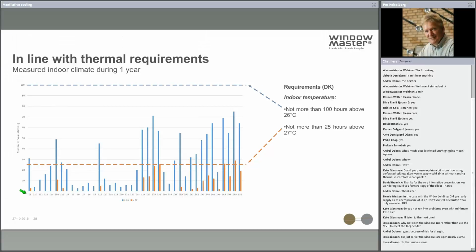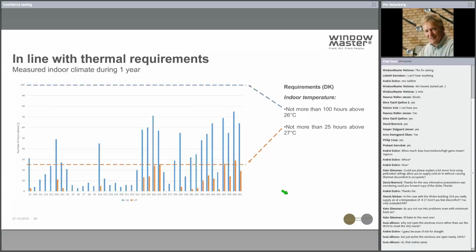So that's on the x-axis down here. One number here represents one zone, one area inside this building. And here we have the number of hours on the y-axis. So the blue bar represents the number of hours above 26 degrees inside this office space, and the orange one represents the number of hours above 27 degrees inside this office space.